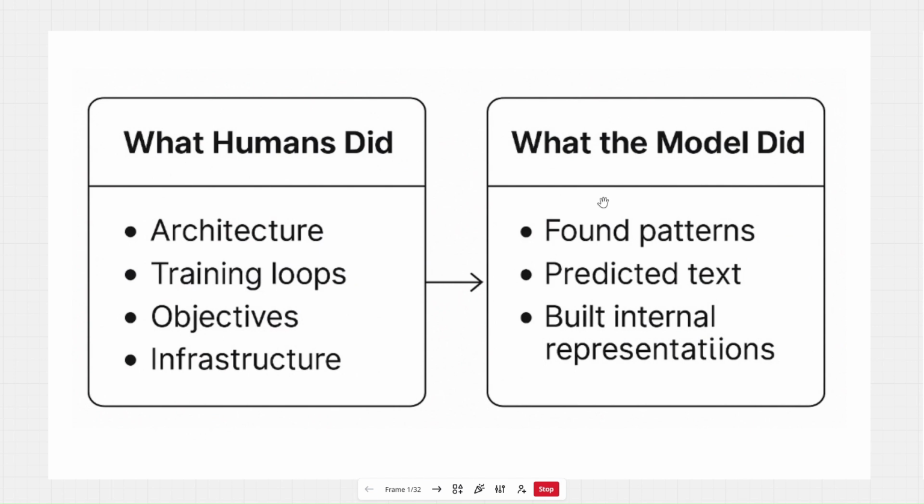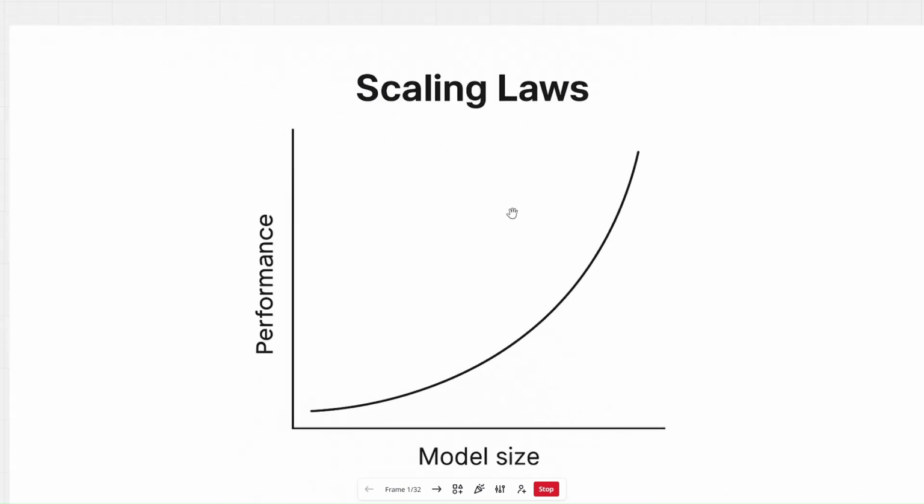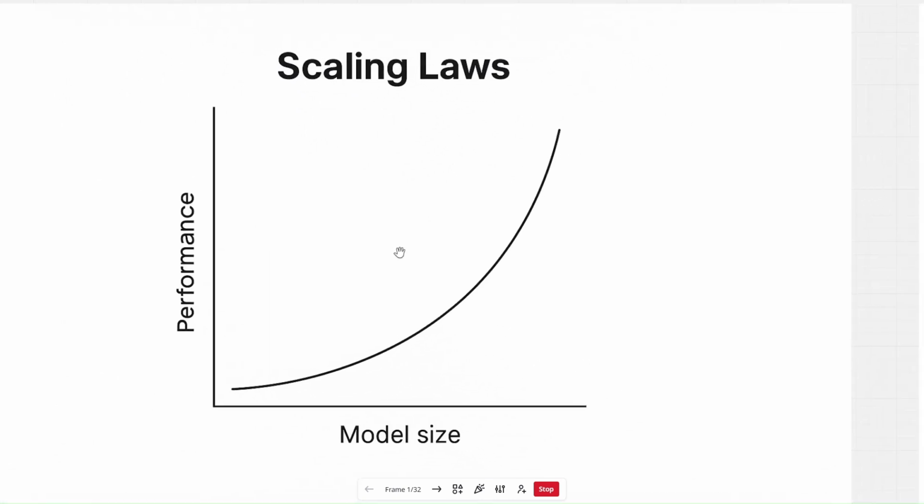Now comes the question, why does self-supervised learning scale so well? The magic of self-supervised learning is scale. The more data you give it, and the bigger the model becomes, the better it gets, without new labels. This is why today's models feel so human.